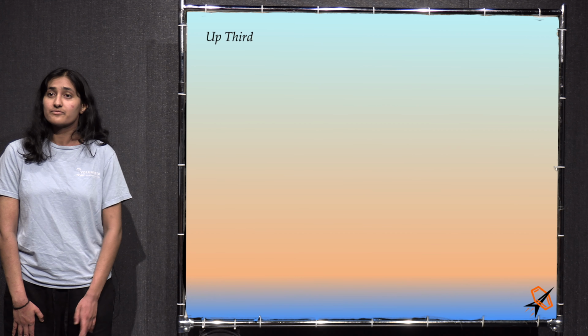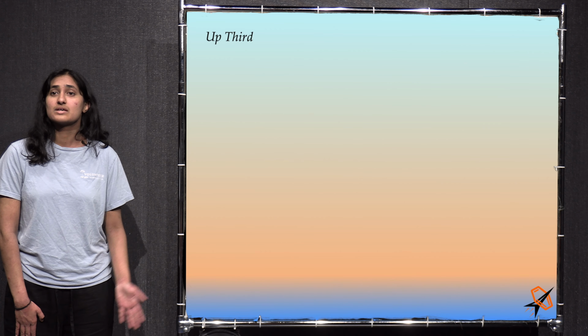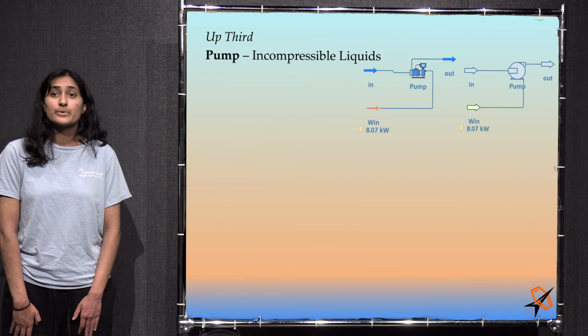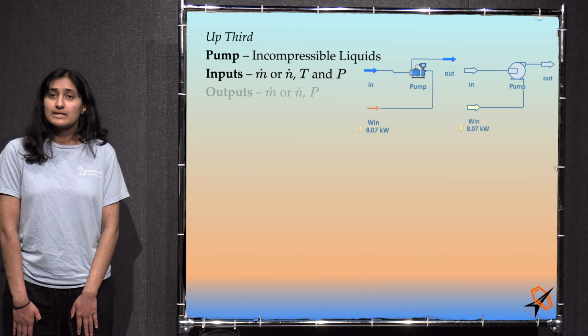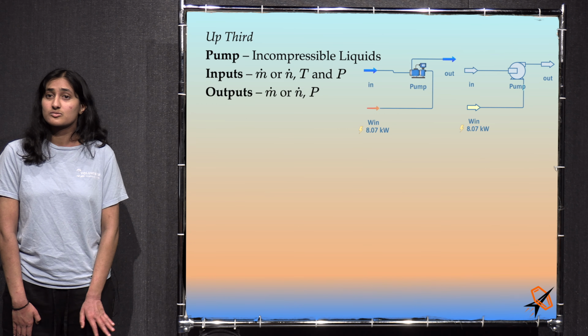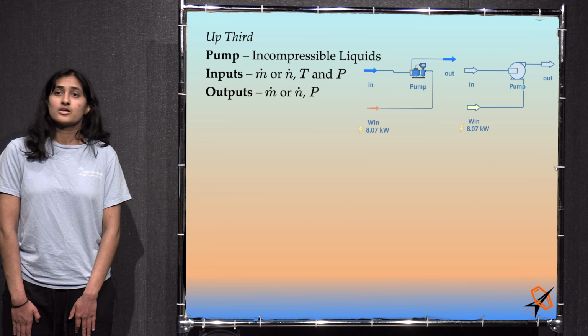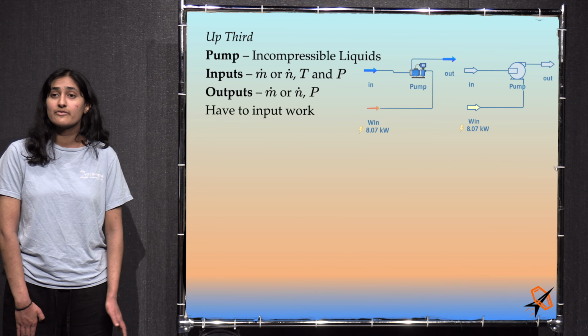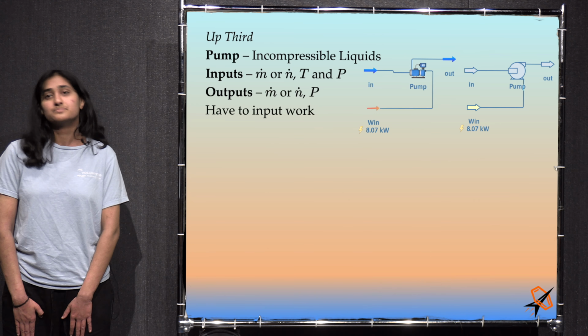The third piece of equipment, first in this video, we're going to discuss is a pump. We are only going to deal with pumps that pump liquids that we consider to be incompressible. The inputs to a pump are typically specified as a mass or mole flow rate, the inlet temperature, and the inlet pressure. The outlets are typically specified as the same mass or mole flow rate and the outlet pressure. The purpose of a pump is to increase the pressure of the fluid. Pumps require work, so we have to have shaft work or power going into the pump.